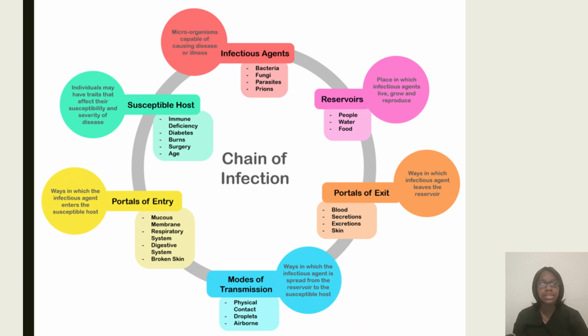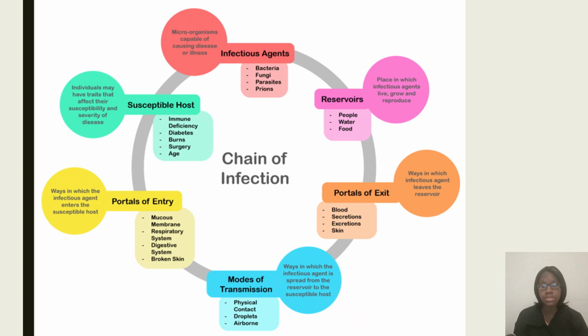We are going to start at the top with infectious agents, and then we'll work our way around, kind of like the clock position. So for infectious agents, these are microorganisms capable of causing diseases or illness. This includes bacteria, fungi, parasites, prions, and then you have your reservoirs. These are the place in which the infection agents can live, grow, and reproduce. For an example of these, you have people, water, and food.